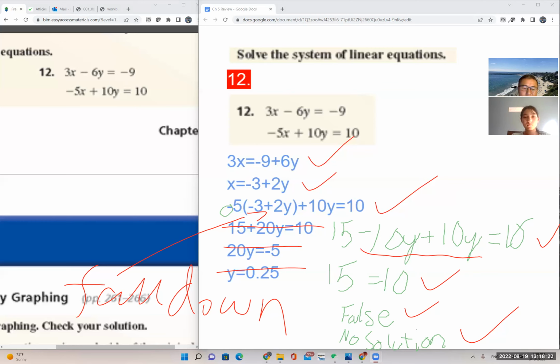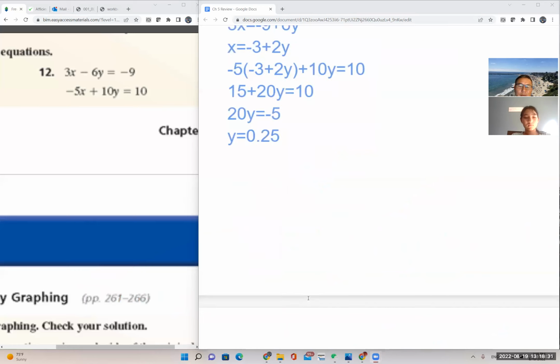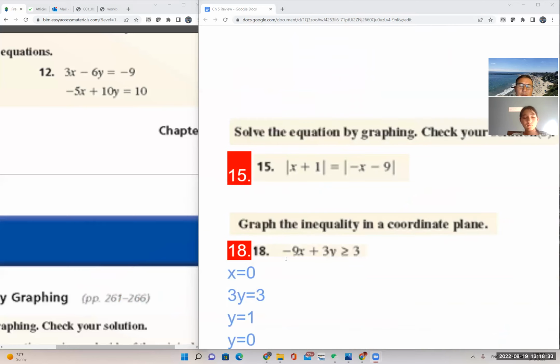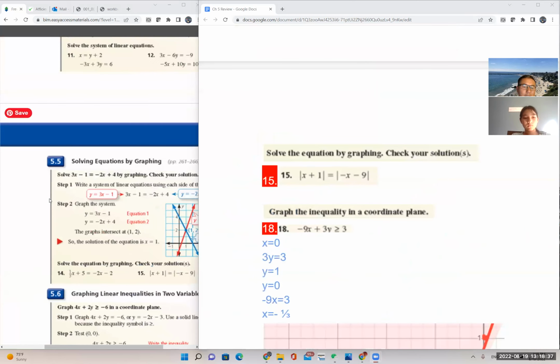Okay, please screenshot this. Okay. Oh, 15 means you didn't really do it.